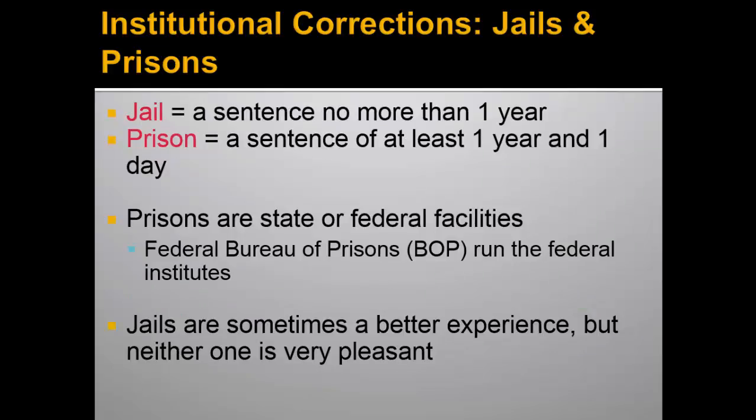Prisons, on the other hand, are for long-term offenders, which means that the offender has been convicted of a felony offense that has an incarceration sentence of a year and a day or longer. Prisons are run by the state or by the federal government. Those convicted of federal offenses are incarcerated in prisons that are run by the Federal Bureau of Prisons, or the FBOP. There is some debate as to whether or not the conditions are better in jails or in prisons.